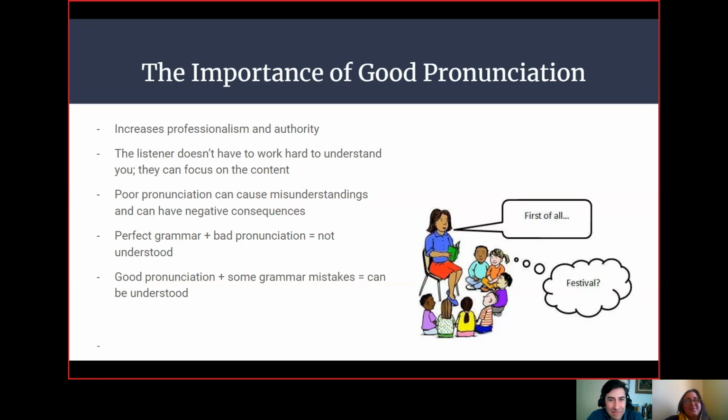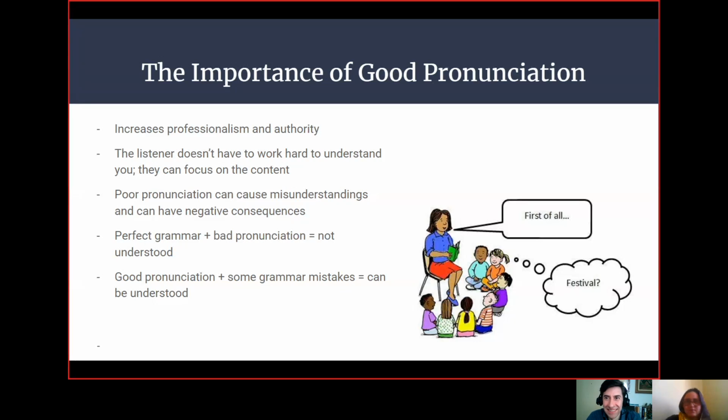And I think that it's important to highlight here that you can have perfect grammar and an amazing vocabulary, but if you have bad pronunciation, you might not be understood. But on the other side, if you have good pronunciation, but you make some grammar mistakes, you'll still be understood. So this just highlights the importance of having good pronunciation.